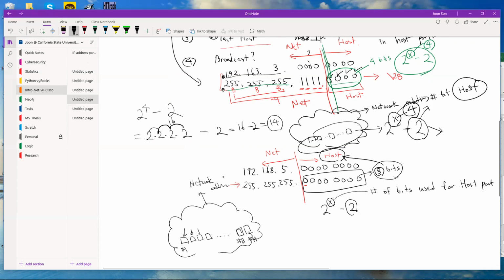We can assign an IP address to each host. By the way, the reason we subtract 2 is that 2 to the 4 is actually 16, but the first IP address is always used for the network address and the last IP address is always used for the broadcast address. That's why we subtract the network address and the broadcast address, and we can only have 14 IP addresses. Okay, so any question?